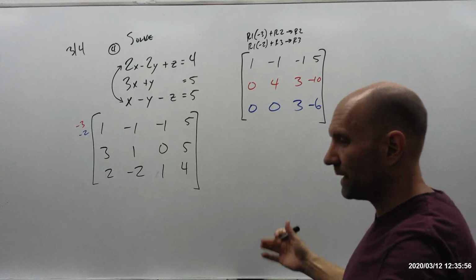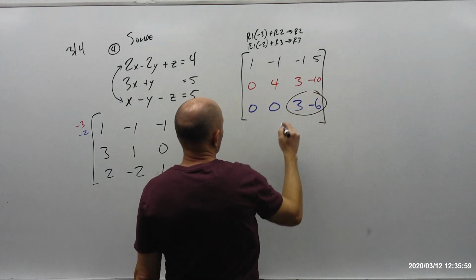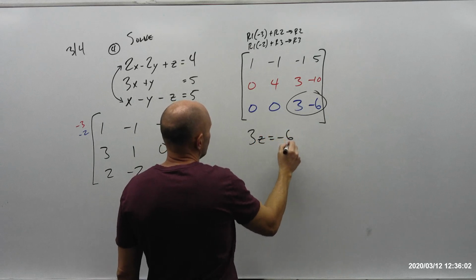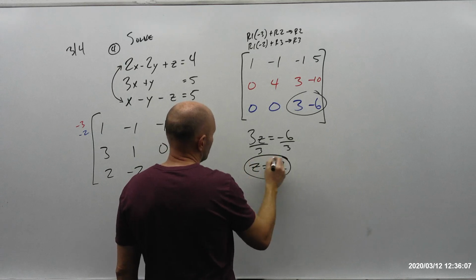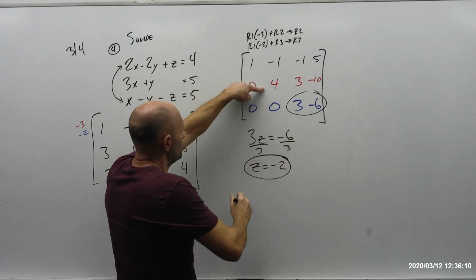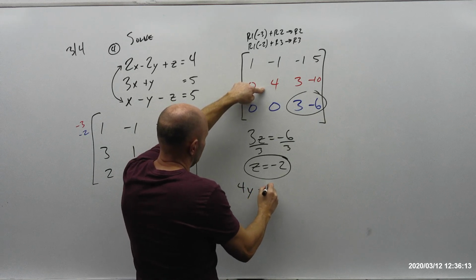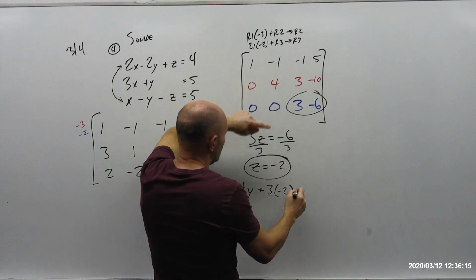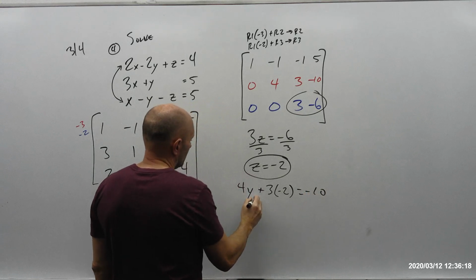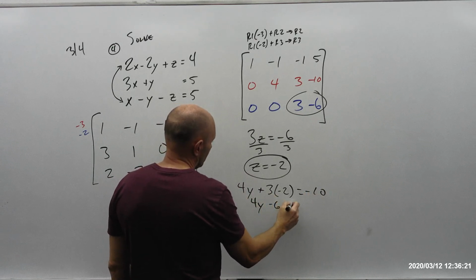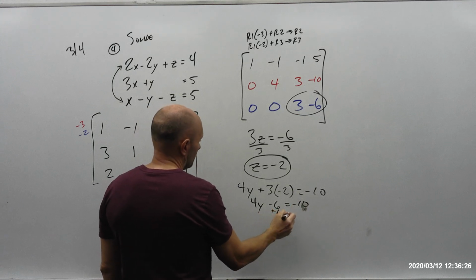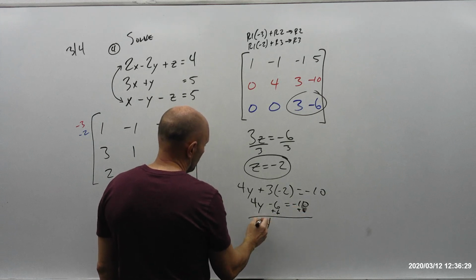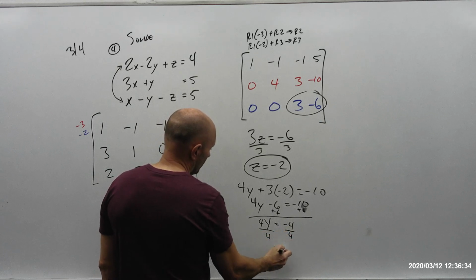That's okay. But now get out of the matrix. So this one tells me what? 3z is negative 6. So divide everything by 3, z is negative 2. And use the next equation up. 4y plus 3 times z, which is negative 2, is negative 10. So 4y minus 6 is negative 10. Add 6 to both sides. 4y is negative 4. Divide by 4. y is equal to negative 1.